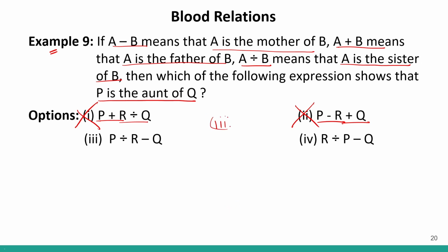Option number 3. P divided R means P is the sister of R. So P would be female. R minus Q means R is the mother of Q. So R would be female. Gender of Q is unknown. P is the aunt of Q. Does this signify that P is the aunt of Q? Yes. So option number 3 will be the correct answer to this question. Okay.